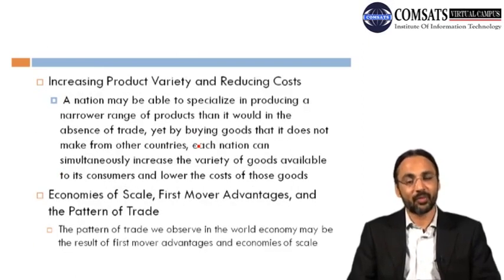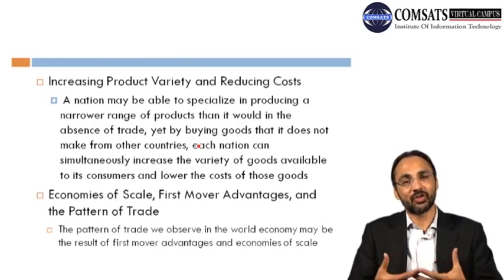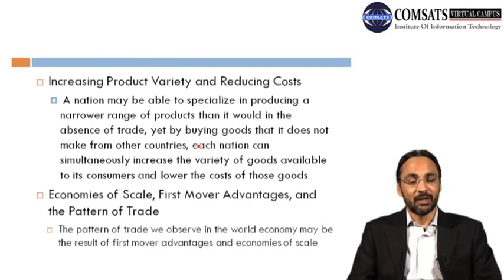Okay, the next point is increasing product variety and reducing the costs. A nation may be able to specialize in producing a narrow range of products that it would not be able to in the absence of trade. By buying goods that it doesn't make from other countries, each nation can simultaneously increase the variety of goods available to its consumers and lower the cost of those goods. With the passage of time, because of that competition, firms are trying to be unique, and they are trying to introduce new products in the market at reduced cost.